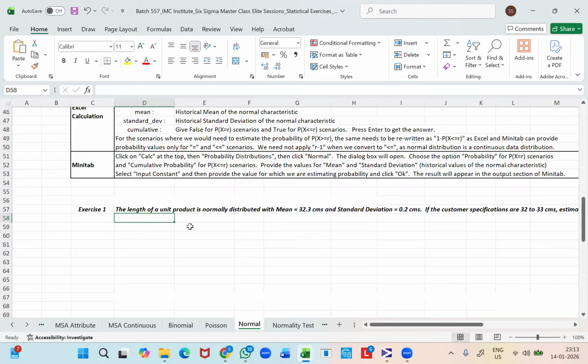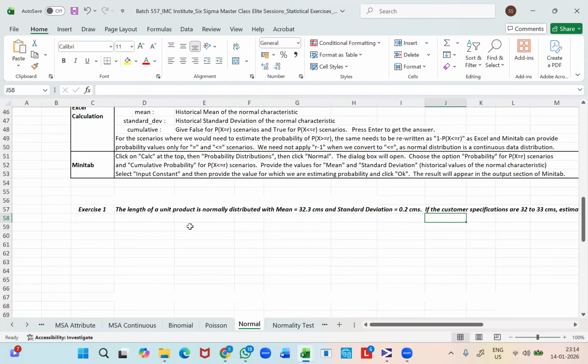It says the length of a unit product is normally distributed with mean 32.3 centimeters and standard deviation 0.2 centimeters. I had mentioned this very clearly: for a normal distribution, the historical performance will be given in terms of mean and standard deviation because these two are the primary metrics for a normal distribution. And we are talking about the length of a unit product. So length is nominal the better kind of metric, so both USL and LSL will be applicable for this scenario, right?